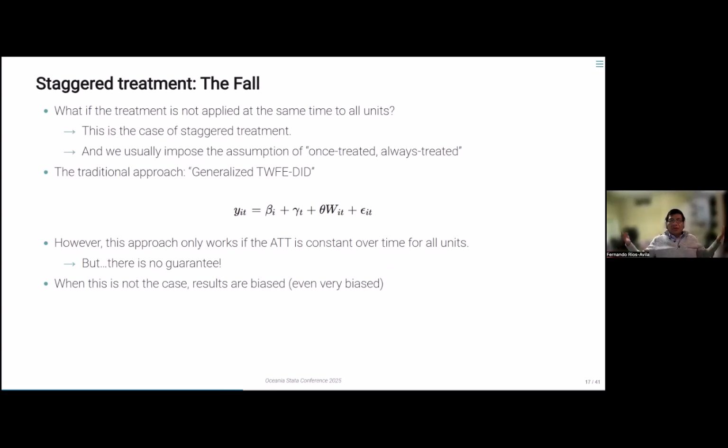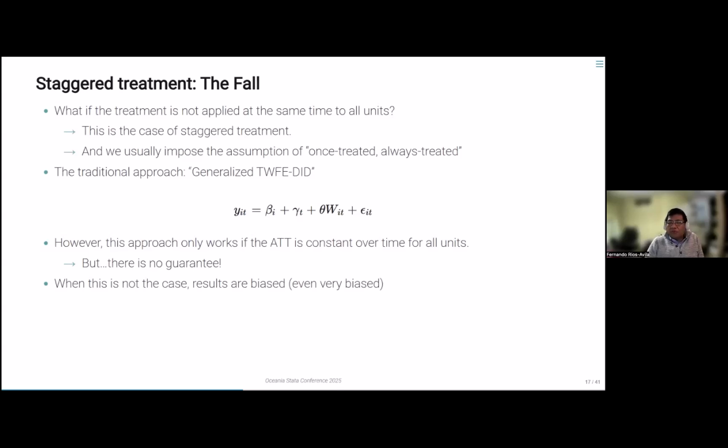Okay, so here's where we come with the fall of DID. So what happens if the treatment is not applied at the same time for all the units? This is what is typically known as the staggered treatment effect. So one group is going to be treated earlier. The second one is going to be treated a few periods later. A third one is going to be treated even later yet, etc. A note here, perhaps: even if you were treated earlier or later, once you are part of the treated club, you always remain treated. So you cannot have reversals.